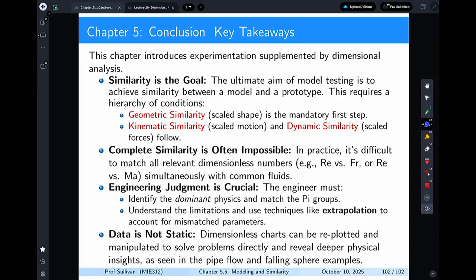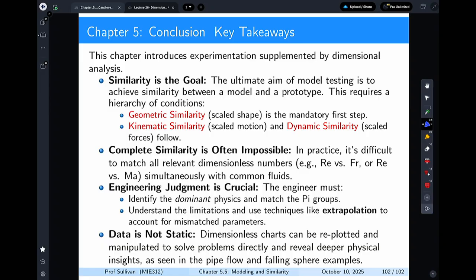So you always make choices and different types of decisions. Complete similarity is often impossible. You can't match all relevant dimensionless numbers, say, for example, Reynolds versus Froude number, or Reynolds versus Mach number, with common fluids. And we work with common fluids because it's a lot easier. If I have a tunnel, I'd rather work with air than try to put together a helium tunnel. Judgment is important. You have to identify dominant physics, and that's part of the experience, but it's also part of just looking at what other people have done.